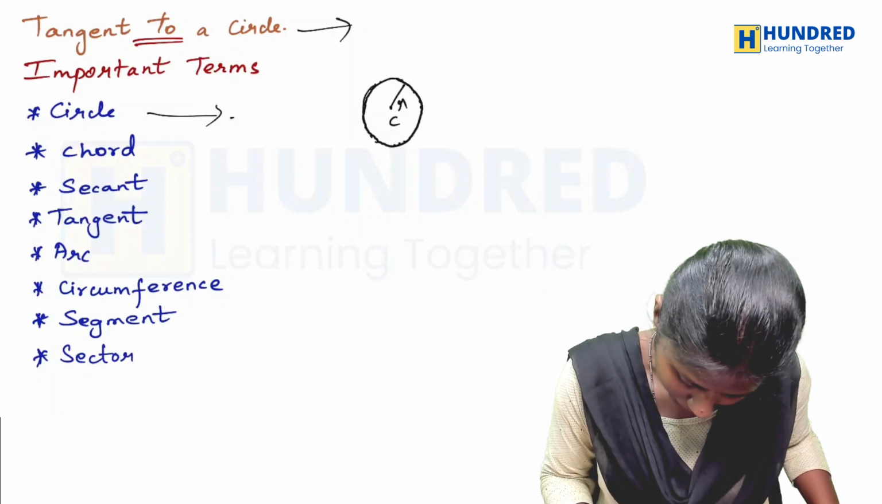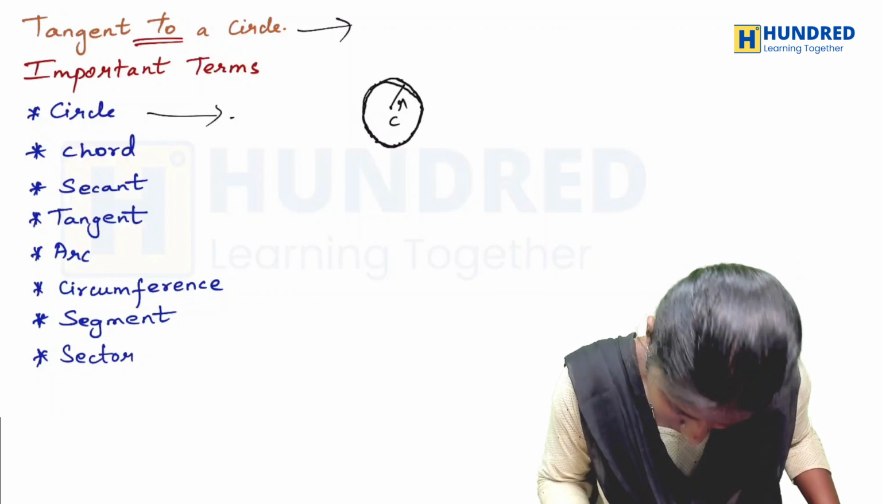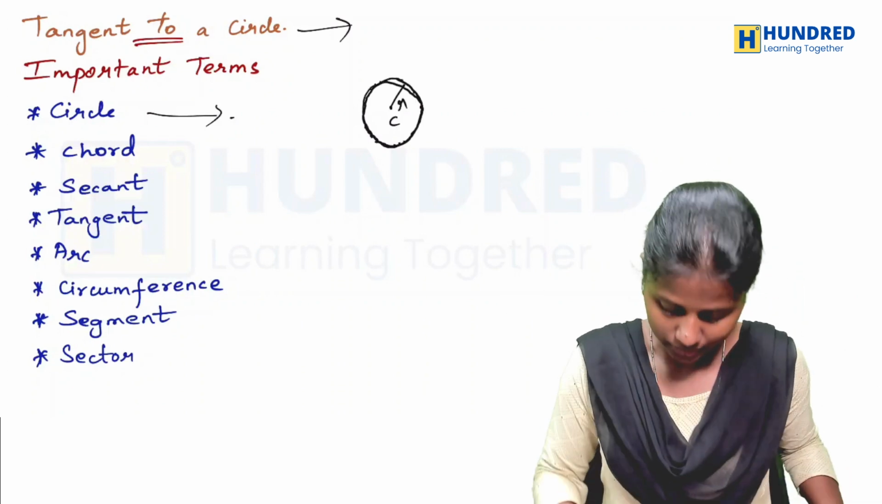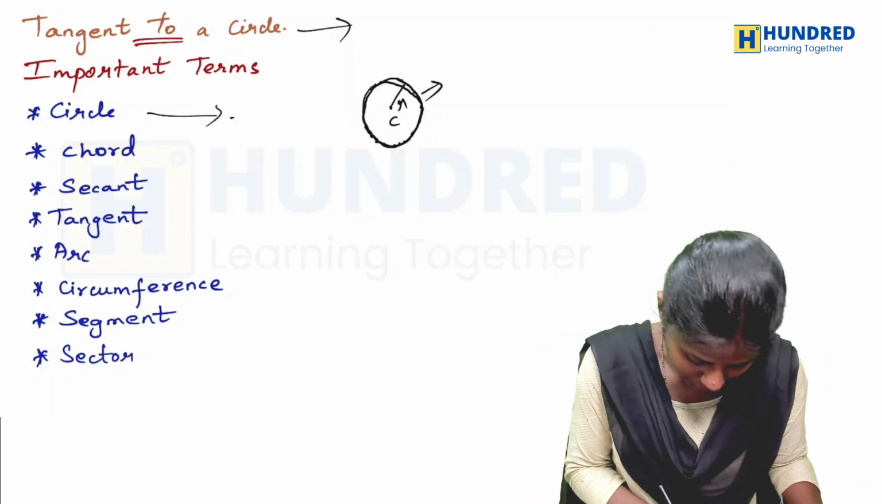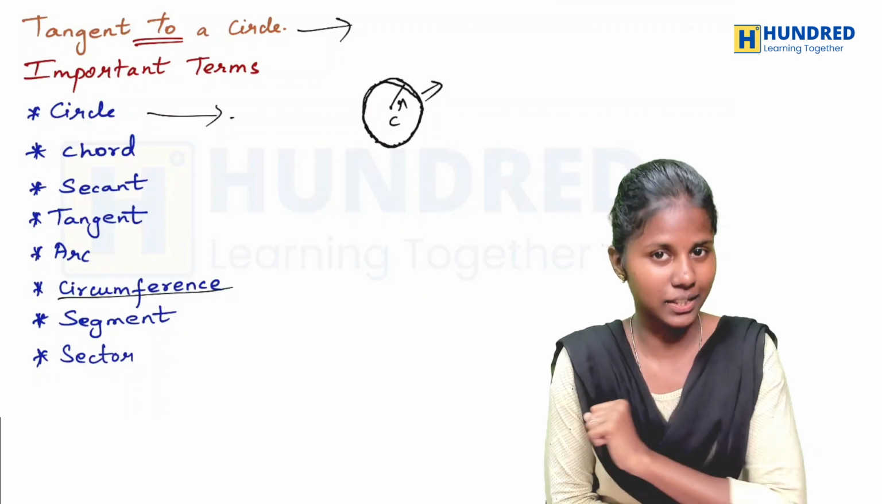This outer coverage is also known as the circumference of a circle. This boundary is known as the circumference of a circle.